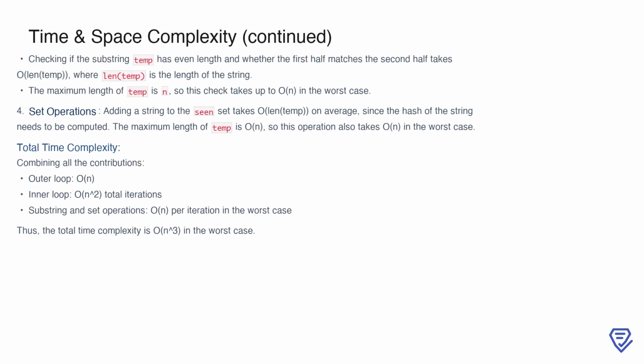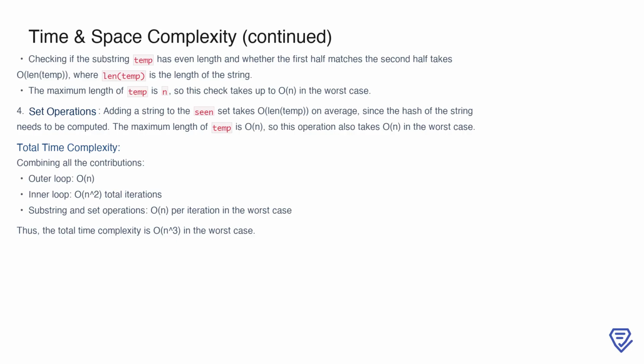Next, we analyze the operations performed on the temporary string temp. After constructing temp, we check if its length is even and whether the first half matches the second half. This validation step requires comparing two halves of the string, which takes O(len(temp)) time. Since the maximum length of temp can be up to n, this check may take O(n) time in the worst case. Additionally, we store the substring temp in the seen set if it meets the echo substring criteria. Adding a string to a set involves calculating its hash, which is proportional to the length of the string. Hence, this operation also takes O(len(temp)), resulting in a worst-case cost of O(n) when temp is at its maximum size.